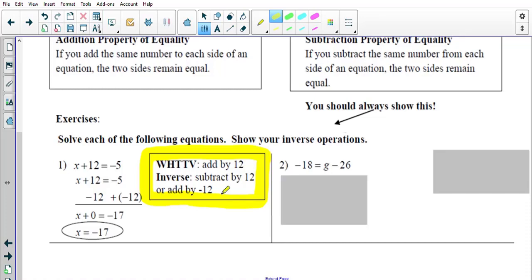So number 1, our equation is x plus 12 equals negative 5. What's happening to the variable is we're adding by 12. So we're adding 12 to the variable x. Remember, there are two inverses, and we make one change to make an inverse. So your inverse is either to subtract by 12 or add by negative 12. So I actually showed both, but you would only need to represent it one way underneath. So you can either subtract 12 from both sides or add negative 12 to both sides.